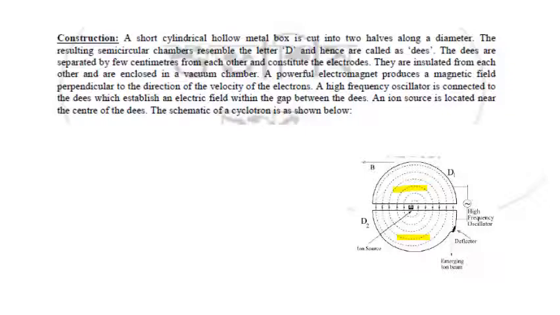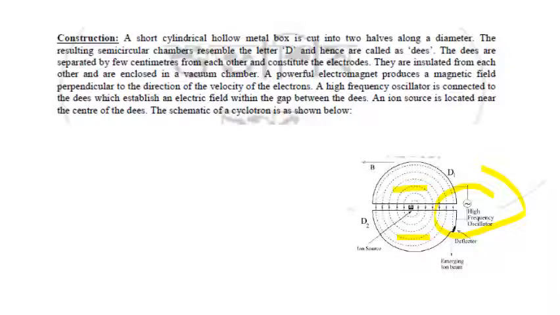The powerful magnets produce a magnetic field perpendicular to the direction of velocity of the particle. A high frequency oscillator is connected to the Ds, which establishes an electric field between the gap. If the first D is plus, then the second is minus; when the first D is minus, the second is plus, and so on.